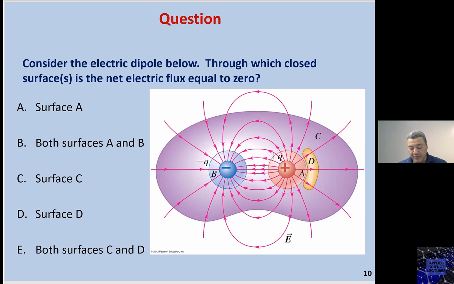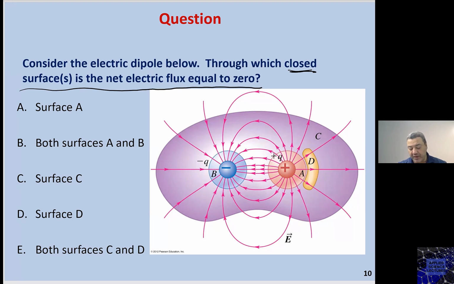To evaluate our understanding of Gauss's law, the question is asking: consider the two electric charges here. We call them an electric dipole. We're only dealing now with the charges. Through which closed surfaces is the net electric flux equal to 0?